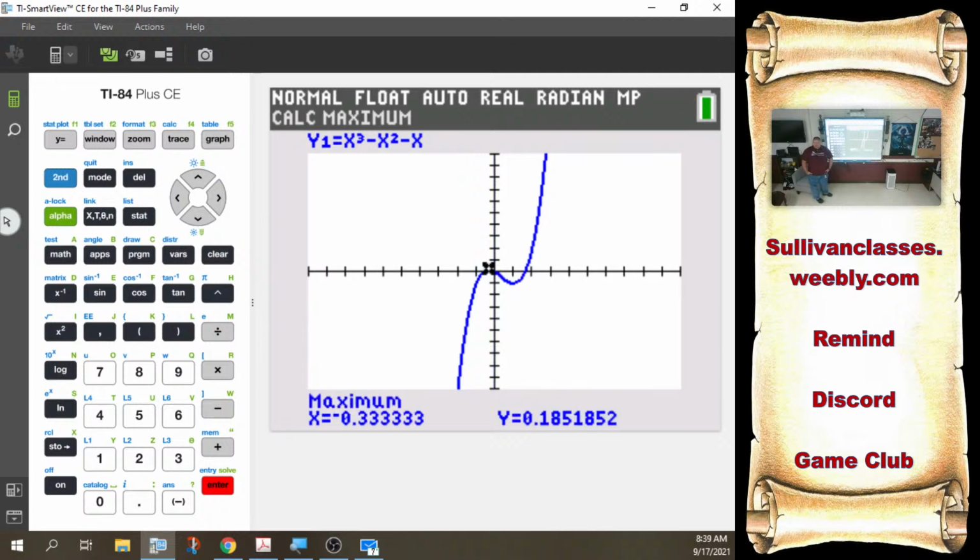There we go. Now, if you know a fraction, or if you recognize a terminating or repeating decimal, maybe you should tell me what that actually is. Okay, so we're going to classify this as a relative maximum at -1/3, point 185. That's a fraction. That's a repeating decimal.